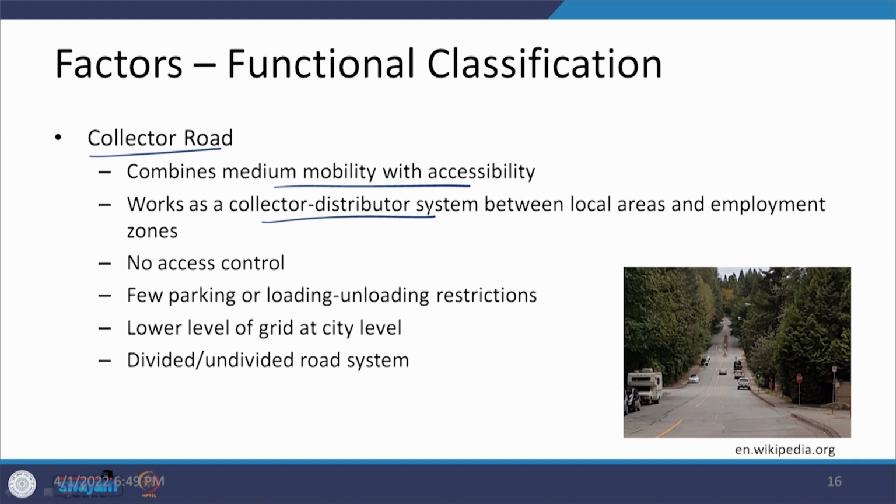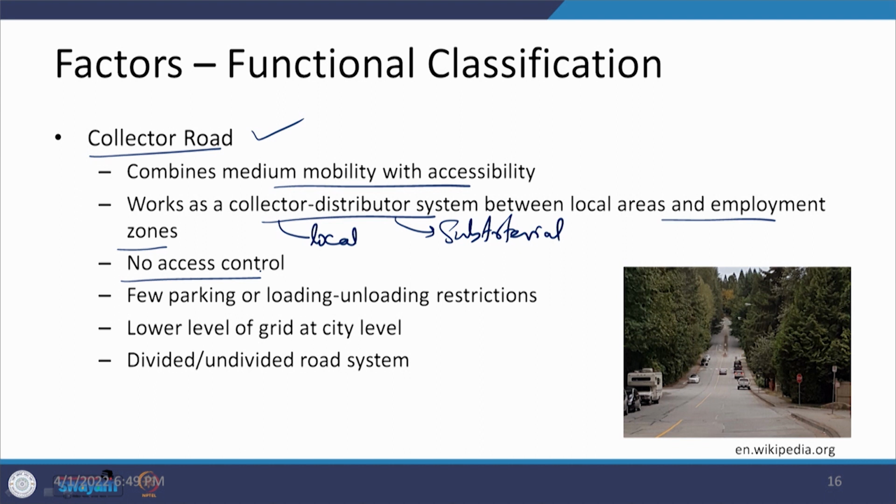Collector distributor system means it is collecting from the local area and distributing to the sub-arterial, as we talked about in the case of sub-arterial, that it is also taking the traffic from the distributing system, and this distributing system is coming from these collector routes. It is also going to create connectivity between the areas where the employment zones are. So, that sort of connectivity is also going to be there.